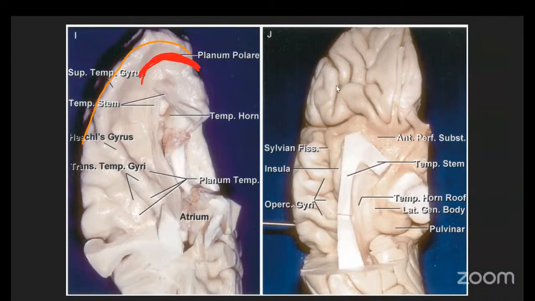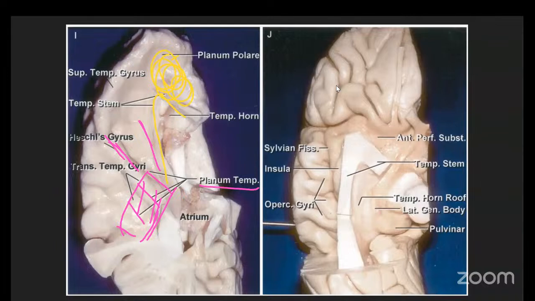Let me clear all of this. You can see the planum polar here anteriorly and temporal stem where it was cut. And then you can see the Heschl's gyri here. And posterior to Heschl's gyri, you see the planum temporale. Is it clear now? This is the planum polar. The pink region is planum temporale. And in between, this orange thing is the Heschl's gyrus. And the first Heschl's gyrus is the primary auditory cortex.